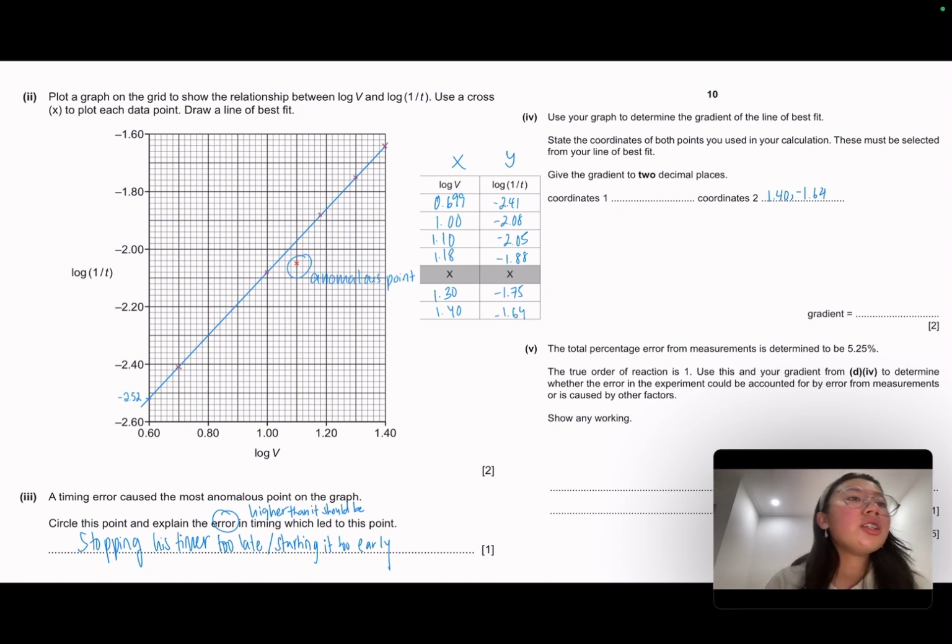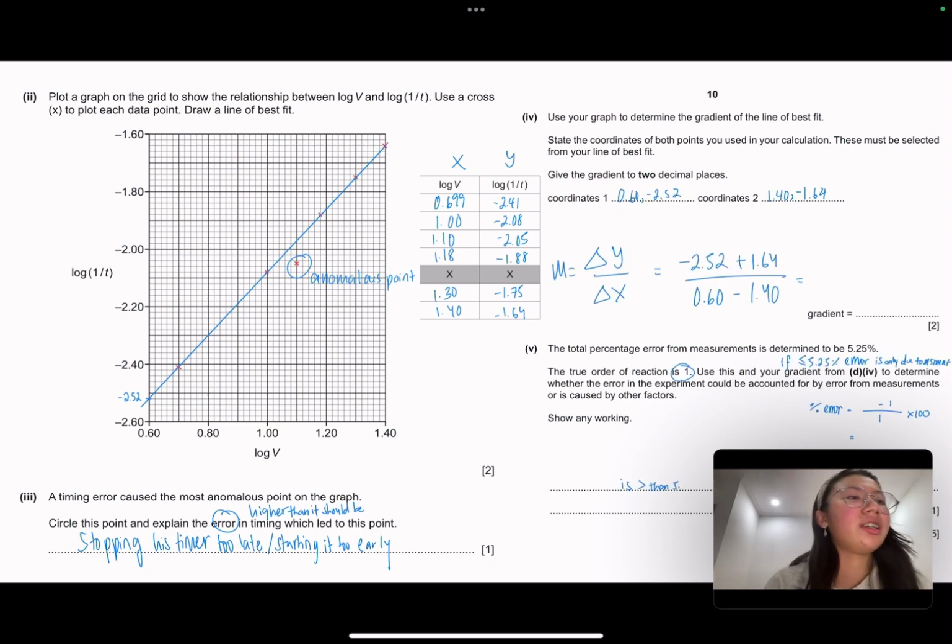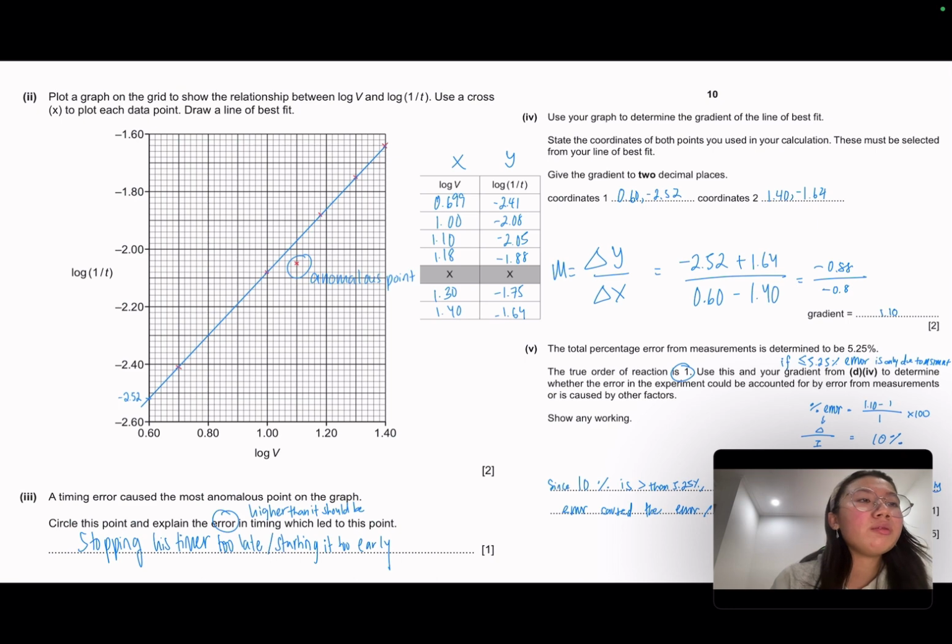Alright, okay. Use your graph to determine the gradient of the line of best fit. State the coordinates of both points you use in your calculation, and these must be selected from your line of best fit. So as you can see, one of them is already there. The other one is there. There you go.